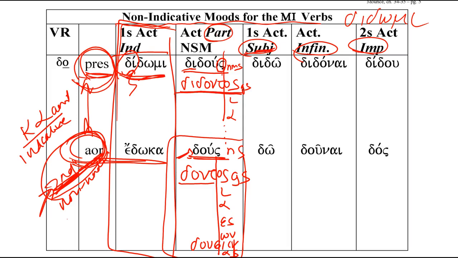Okay, this is getting a little messy, so what I want to do is clear the board before we finish up with the subjunctive, the infinitive, and the imperative.